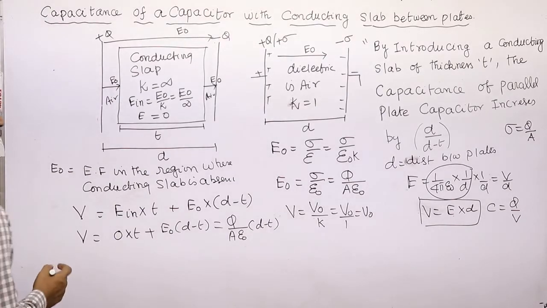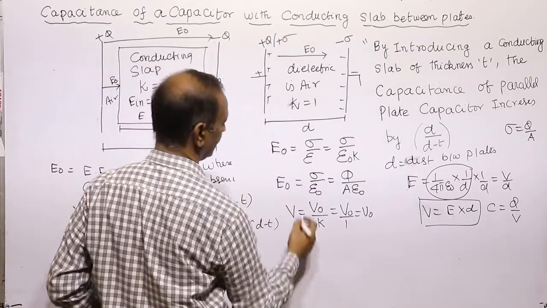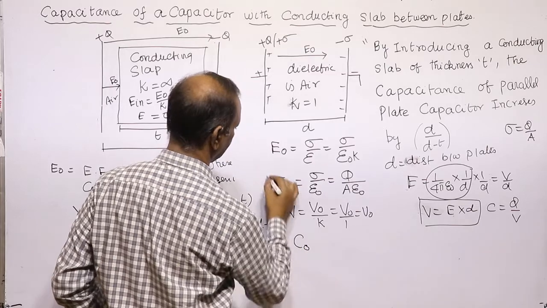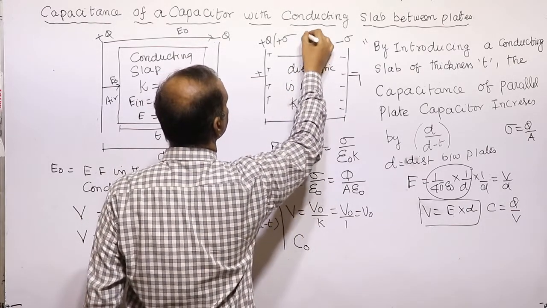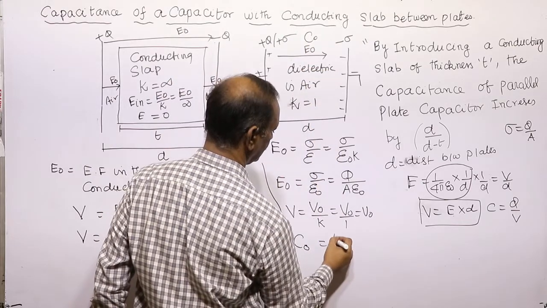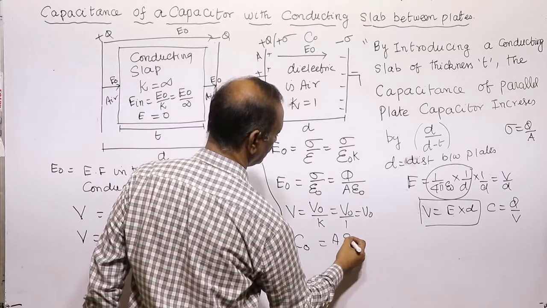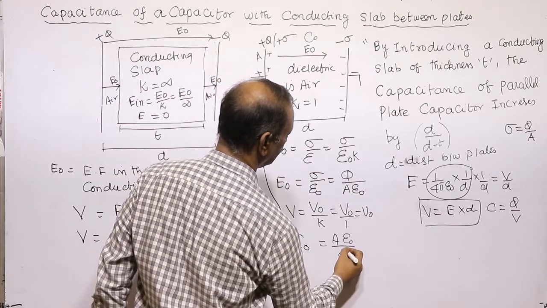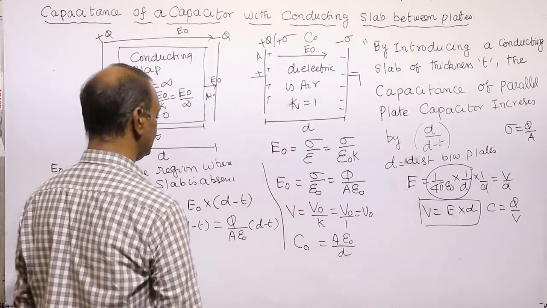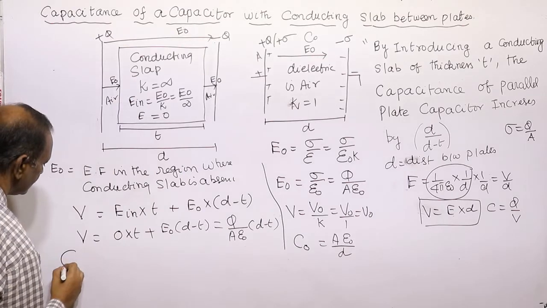What is the capacitor? When air is kept as a dielectric, we can say the capacitor is C naught. C naught is equal to area of the plate into epsilon naught into K, K is equal to 1, divided by the distance between the plates. This is C naught. What about C here? For this entire thing we call it C.